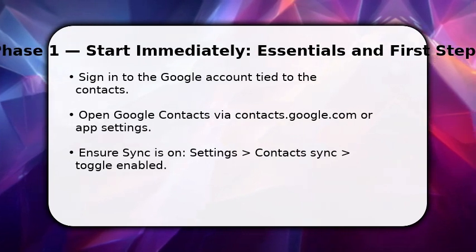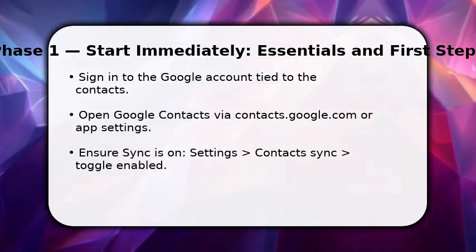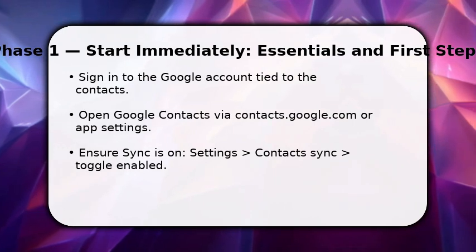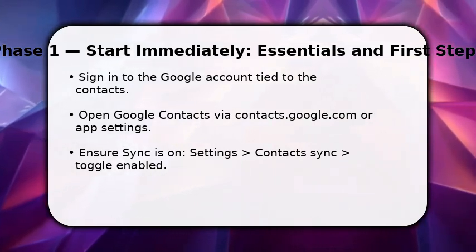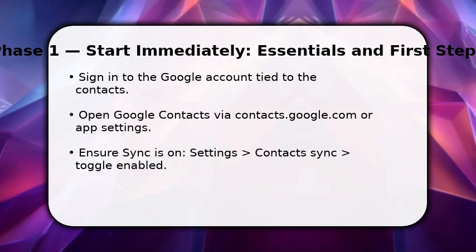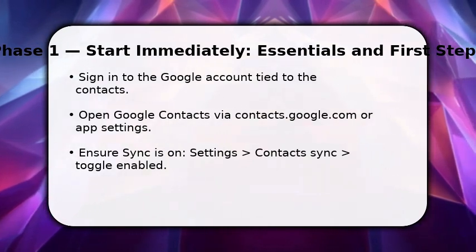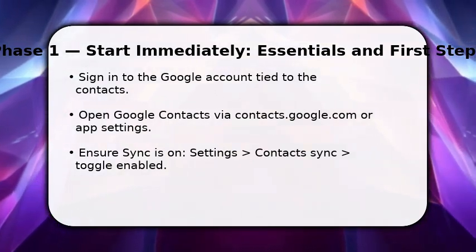Make sure sync is active on your device so changes propagate. If you're restoring from a different account, add it now and switch. This step sets the timeline and source. Without correct account and sync, restored contacts won't appear across devices.